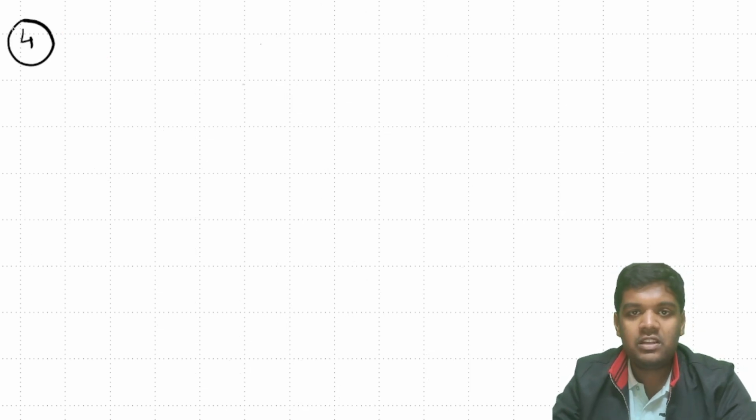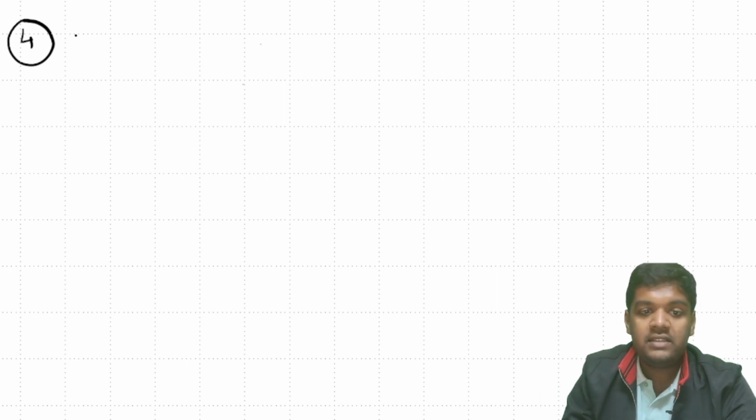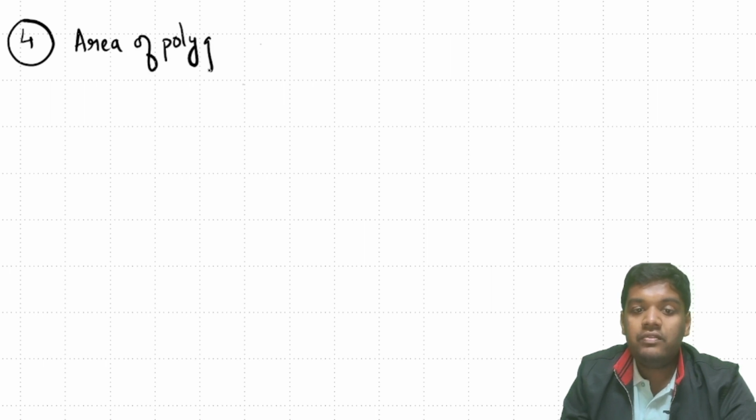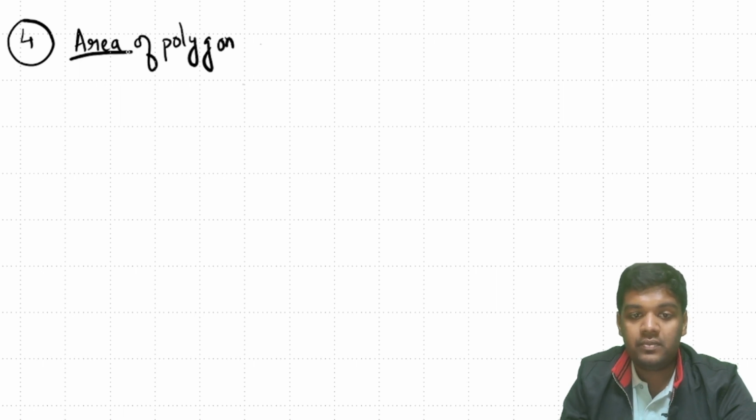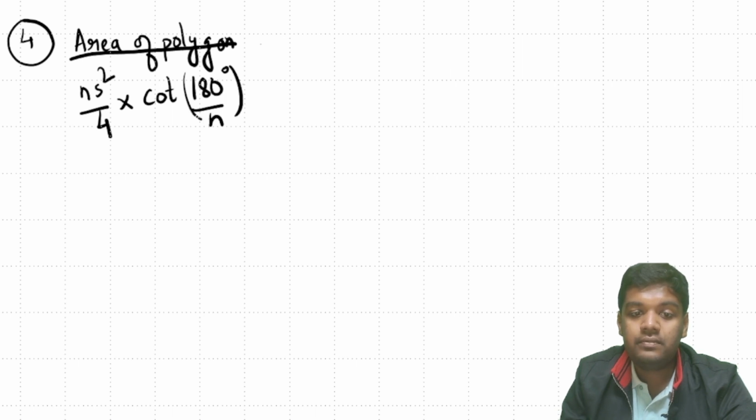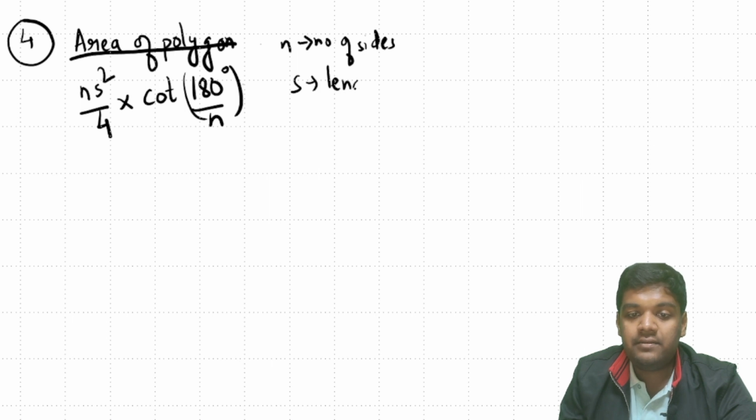There is one more property of a polygon. It is not used much, but still you should be aware of this formula. A direct question can come in CAT. So it is area of a polygon. I want to repeat all these formulas. We have assumed that the polygon is regular. That is, all the sides of the polygon are equal, right? So area of a polygon is given by ns square by 4 into cot 180 degree by n, where n is number of sides and s is length of each side.